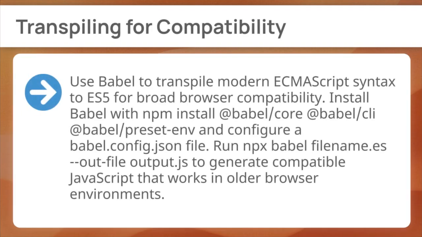Finally, transpiling for compatibility. Use Babel to transpile modern ECMAScript syntax to ES5 for broad browser compatibility. Install Babel with npm install babel-core babel-cli babel-preset-env and configure a babel config JSON file. Run npx babel filename.es --out-file output.js to generate compatible JavaScript that works in older browser environments.